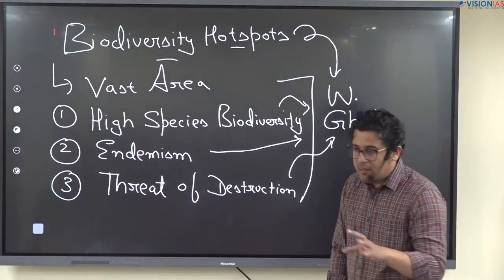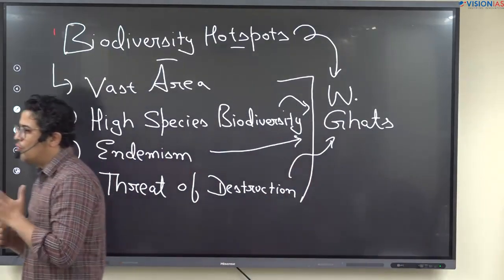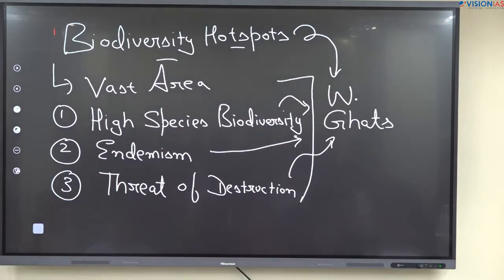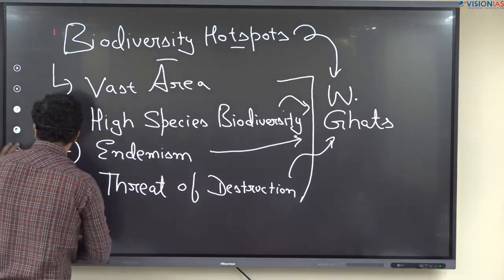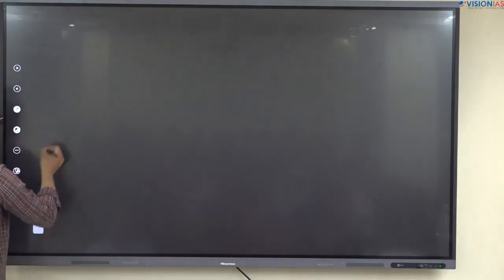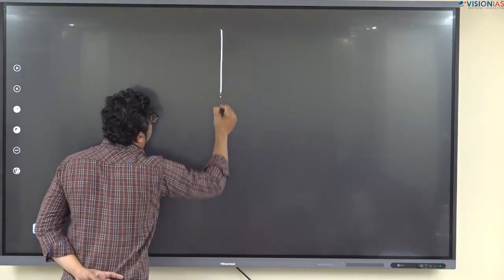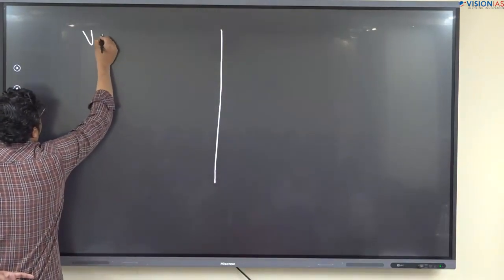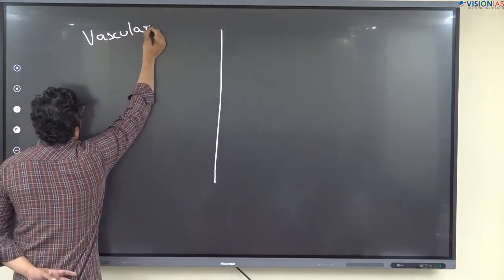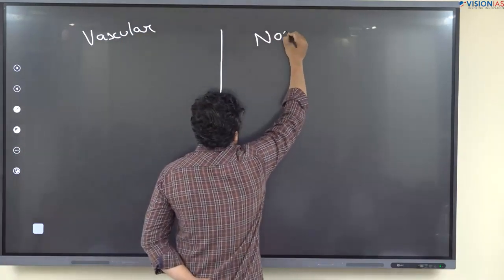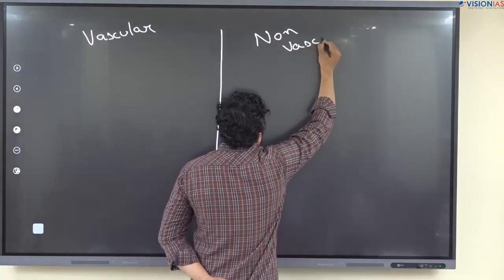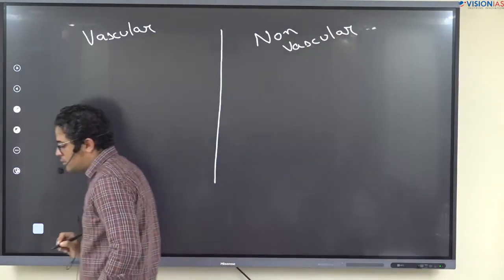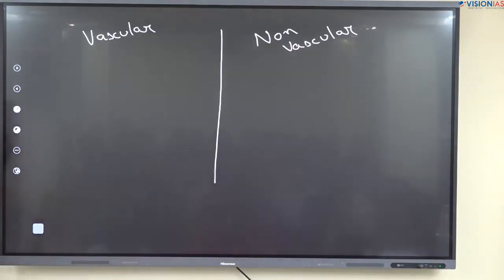But then in your printout, criteria are given. On what basis you declare a hotspot? These are the properties of hotspot, but on what basis you can declare a hotspot? So let's see, what are the strict criteria? You will find them in that criteria. So I'll go to the strict criteria on which we declare a hotspot. See, there are two types of plants, vascular plants and non-vascular plants.